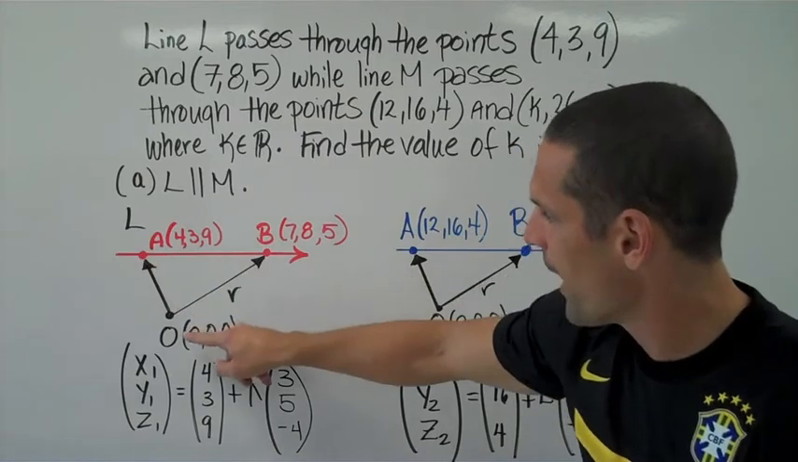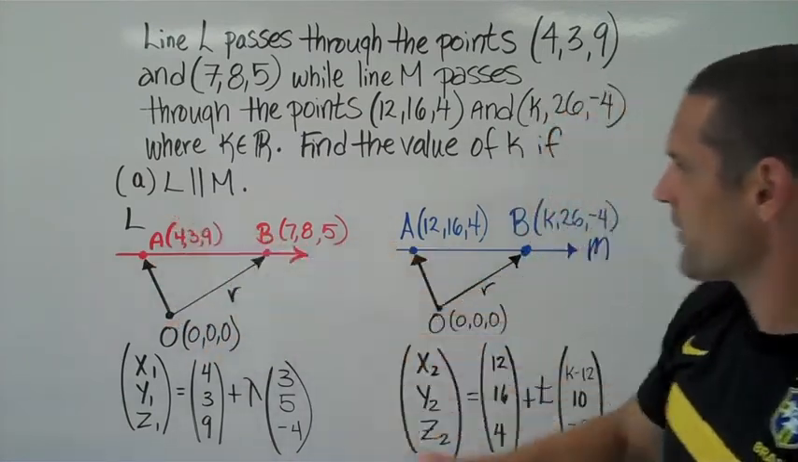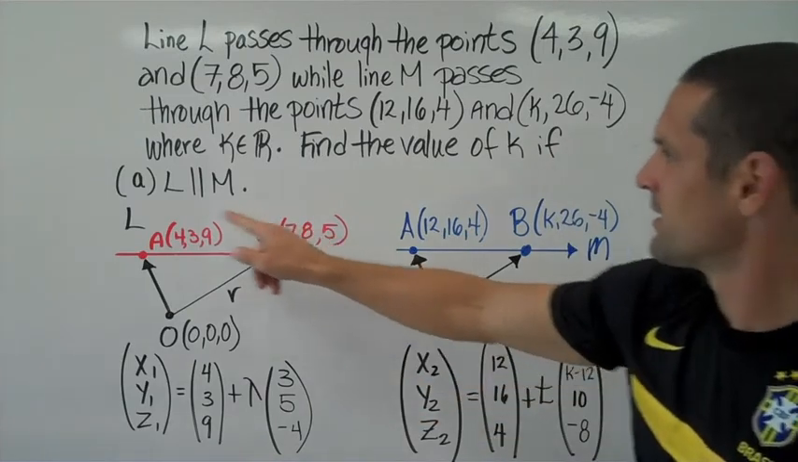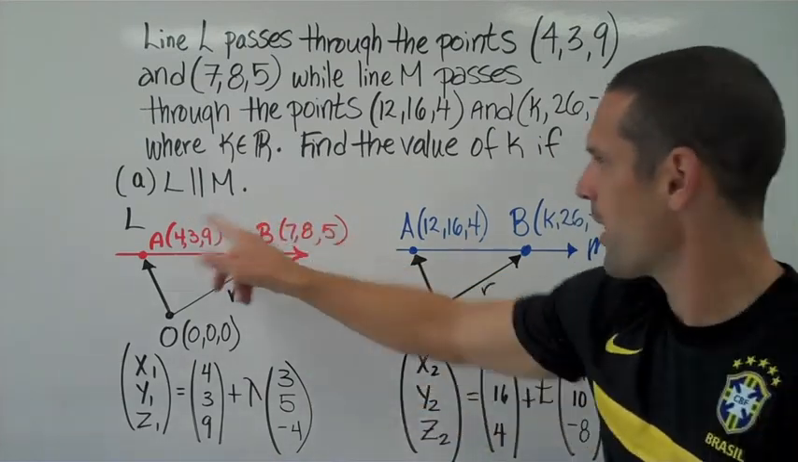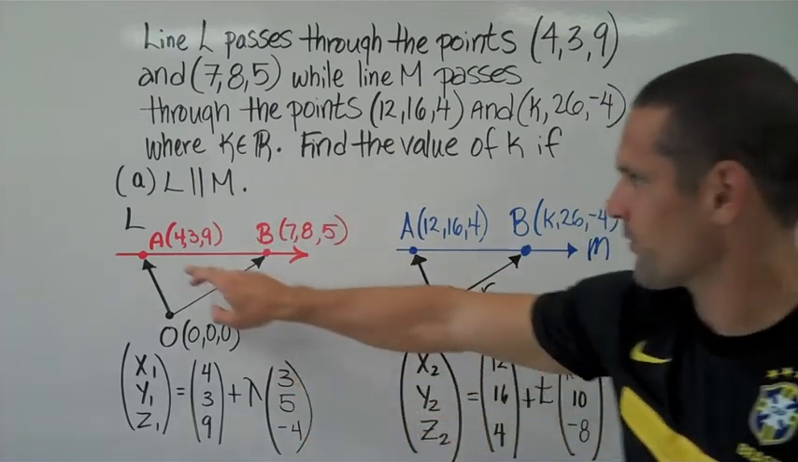I did minus OA, so I went this way plus this one. If I take the negative of this plus this, then I really get 7 minus 4 is 3, 8 minus 3 is 5, 5 minus 9 is negative 4. I just got the directional vector from here to here.